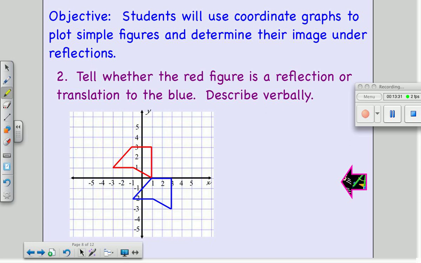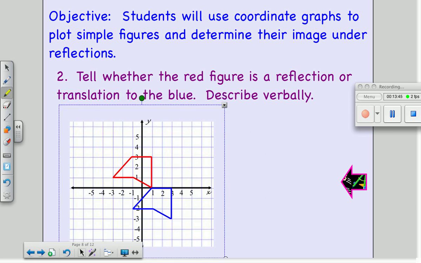Tell whether the red figure is a reflection or a translation to the blue. Again, they want you to describe it verbally. So this time, the red figure has been translated to the right and down to the blue. Okay? So the red has been moved up and over. Okay? So to describe it verbally, we're going to say how far it went up.